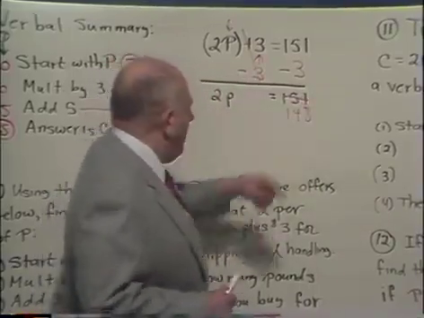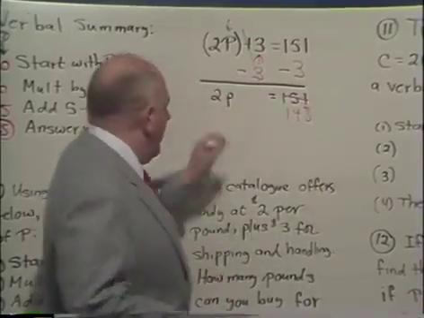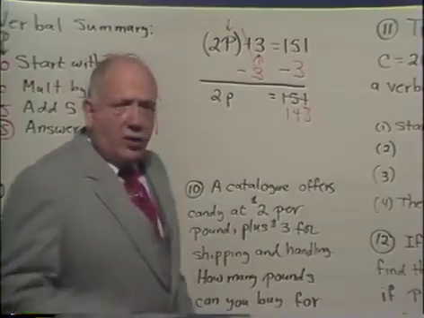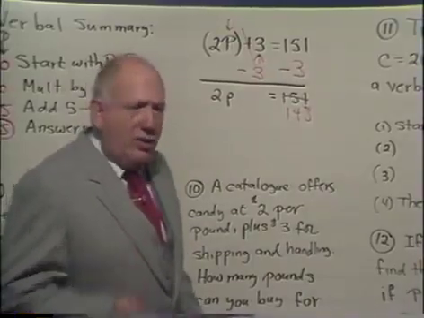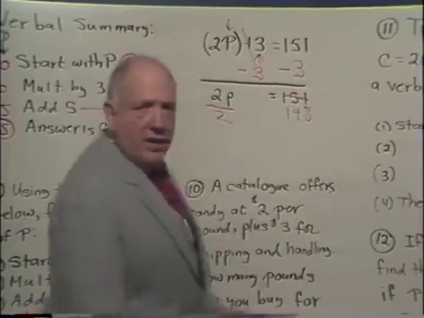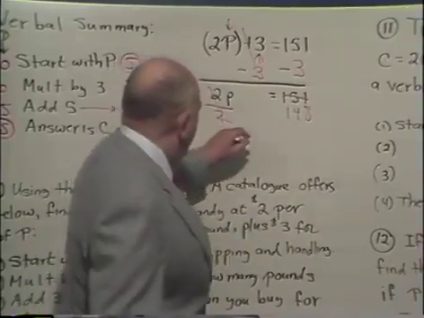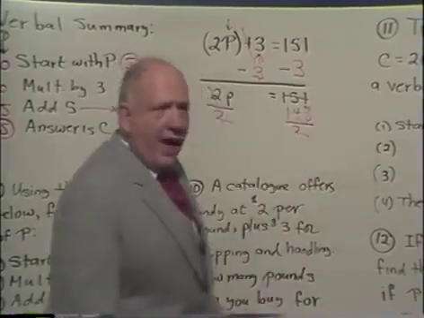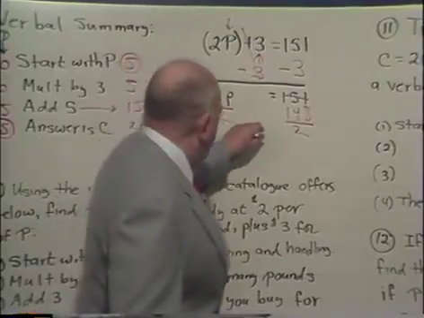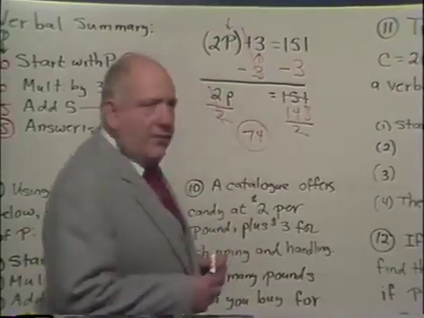So now you have 2 times P is 148. You want P by itself. The 2 is spoiling that. What's the 2 doing? It's multiplying the P. So to get rid of it, you divide by 2. If you divide by 2 on one side, you have to divide by 2 on the other side. So the answer is 74.